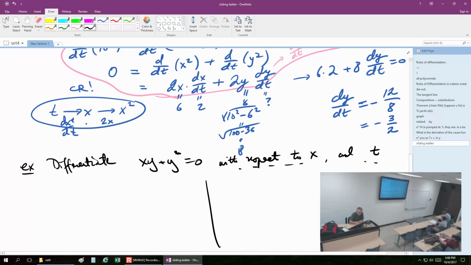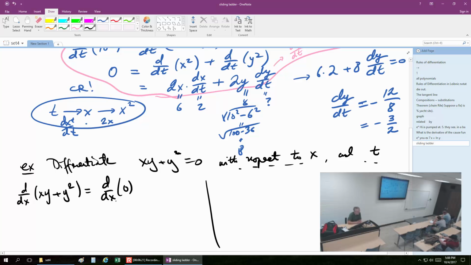So I'm differentiating with respect to x. Once the variable is chosen, write it. That's what Leibniz notation is good for, to actually indicate the variable of differentiation and the independent variable. So it's xy plus y squared is equal to d/dx of 0.